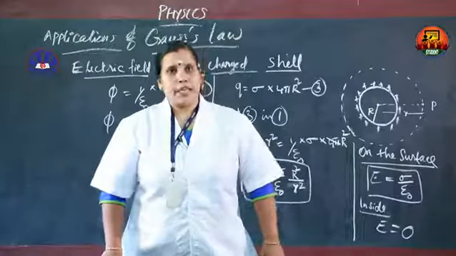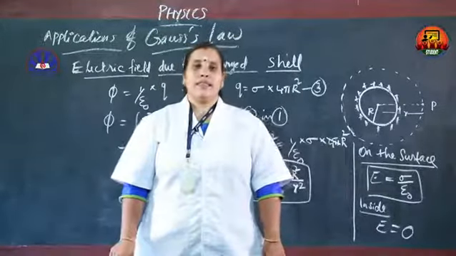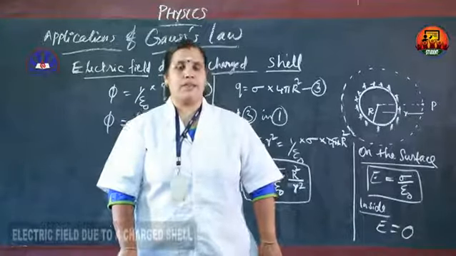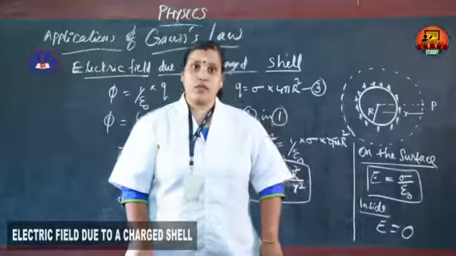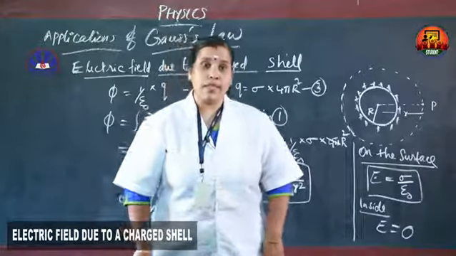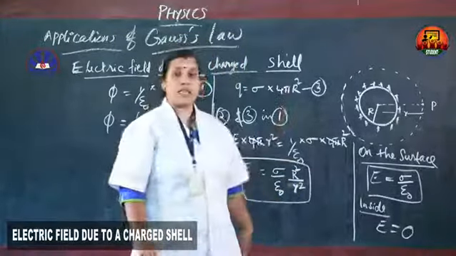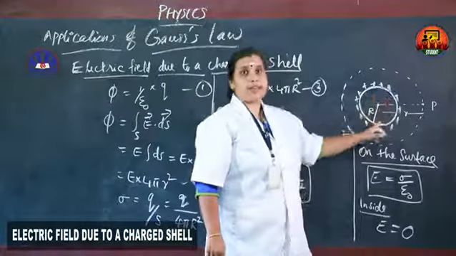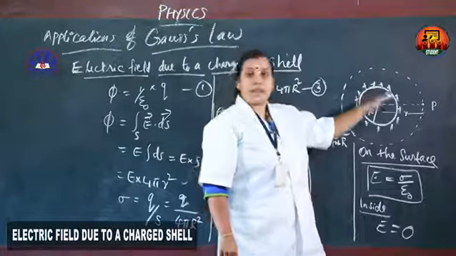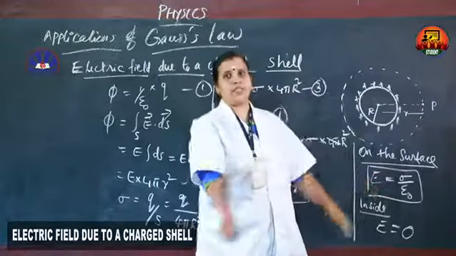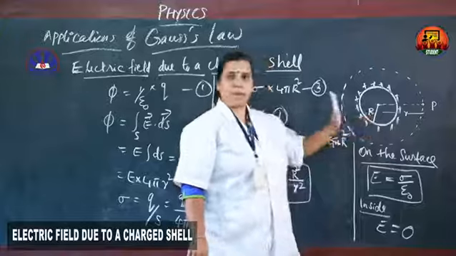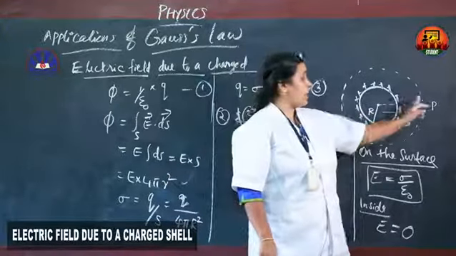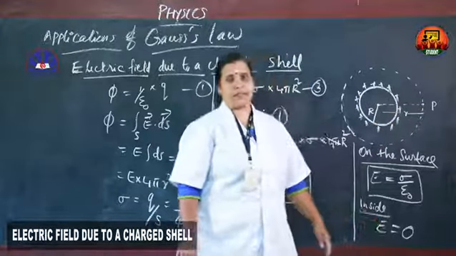Coming to the last application of Gauss's law, here we have to find the electric field due to a charged shell. So the first one is charged wire, second one is charged sheet, and the third one is charged shell. Here this small sphere is the shell, where the charges are distributed entirely over its surface, and its radius is capital R.